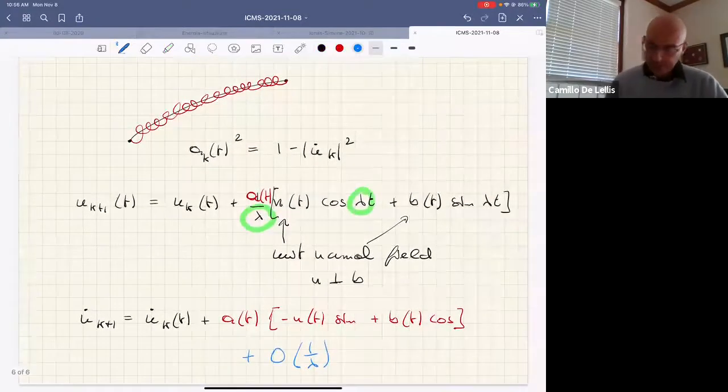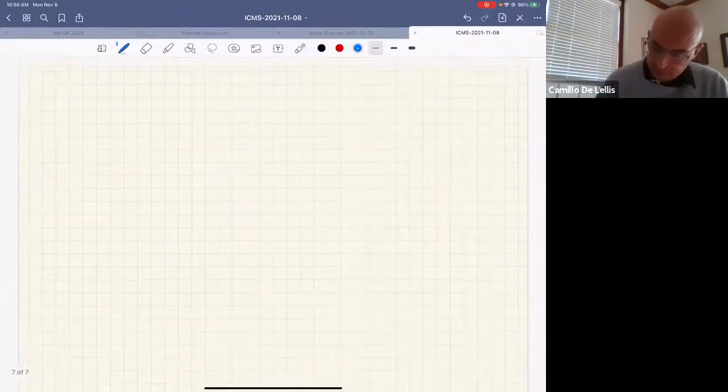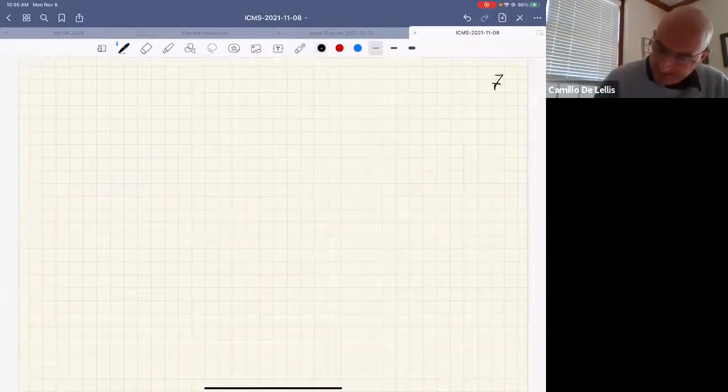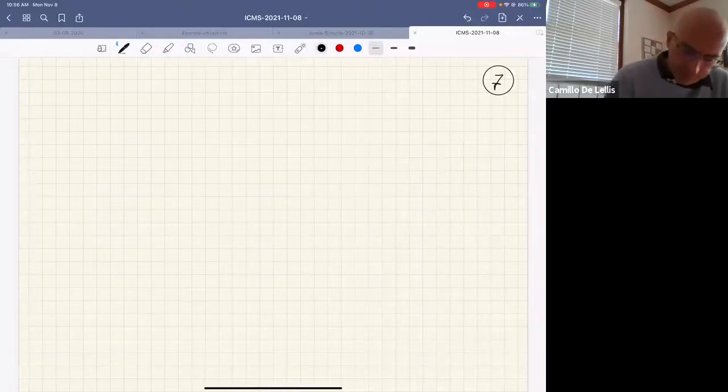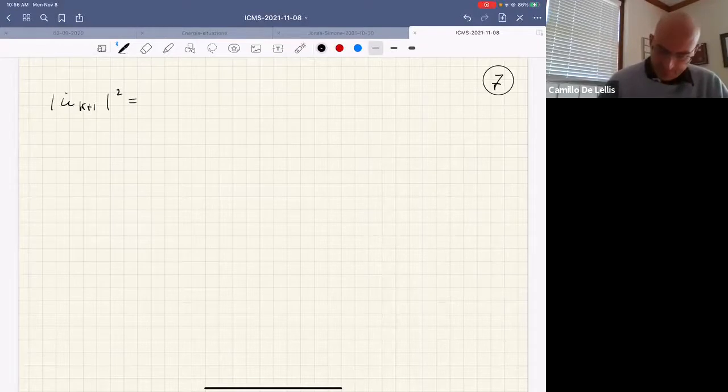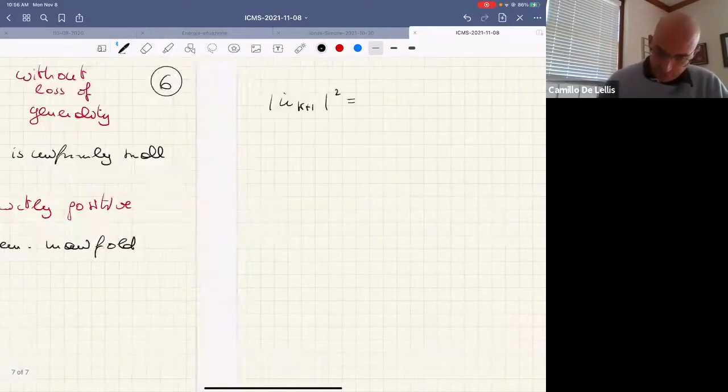Okay, so this is interesting because at this point, if I'm going to compute the modulus of u dot k plus 1 squared, I can explicitly compute it. And what is going to happen is that the modulus of u_{k+1} squared is just going to be, and now notice what happens over here, right?